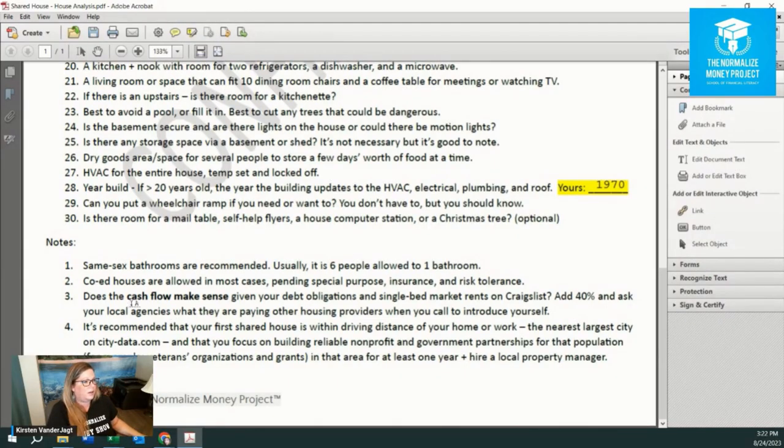Number 3, does the cash flow make sense given your debt obligations and the single bed market on Craigslist? Add 40% to what's showing on Craigslist, because if you're dealing with government or nonprofits, those are business to business affiliations. They're not retail like Craigslist. And that's a little bit different than when we acquire houses and we sell them. But what I'm trying to say is that it's more expensive by 40%, give or take.